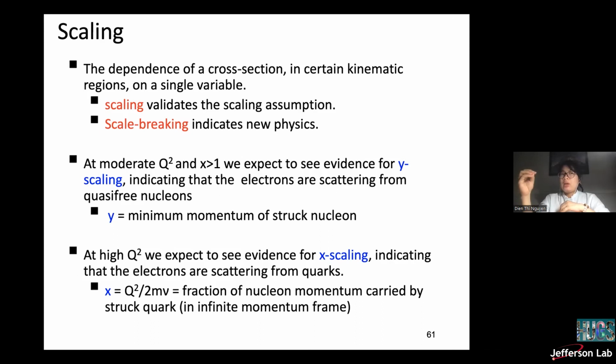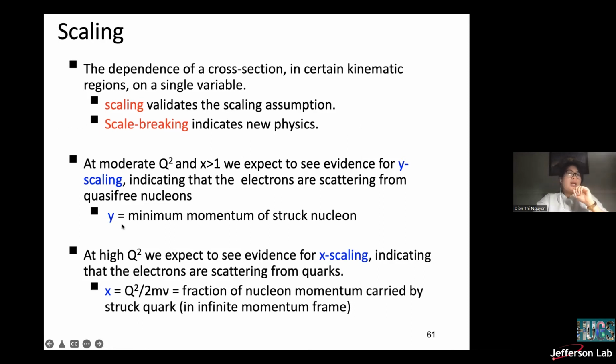And if the scaling is breaking, it will indicate new physics or that our assumption is screwed up. We need another thing. So that is the idea about the scaling. It will help you handle the quasi-elastic, and it can also be used in the DIS later. For quasi-elastic scattering, the scaling variable we call Y scaling. When Q square is bigger than 1, we expect that the scattering is quasi-elastic, and we will see this Y scaling behavior.